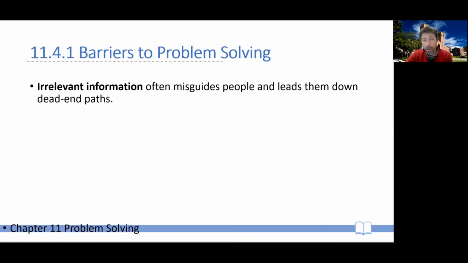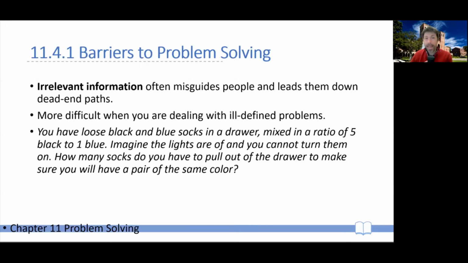And this tends to be much more severe in the case of ill-defined problems as opposed to well-defined problems. But sometimes it's easier in well-defined problems to spot information that is irrelevant. And typically, because everything is well-defined, that information doesn't quite hurt the solver as much.